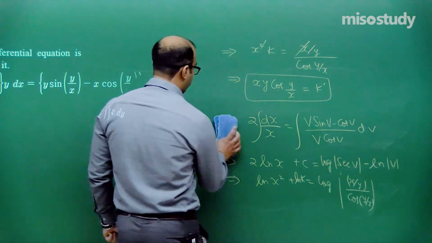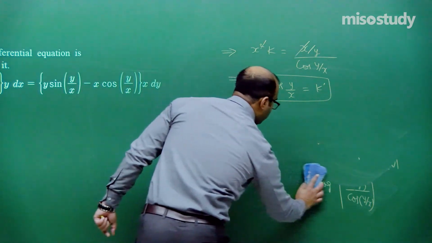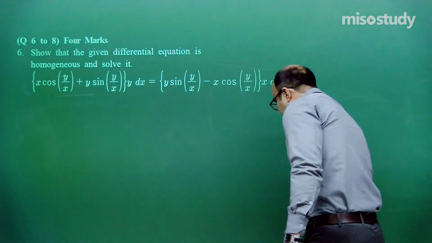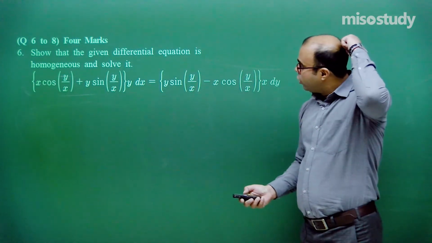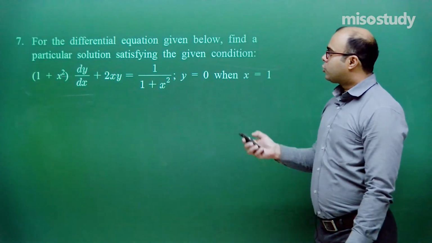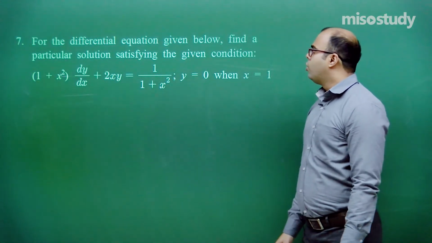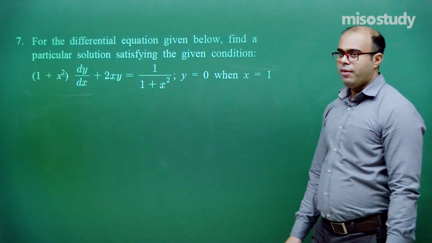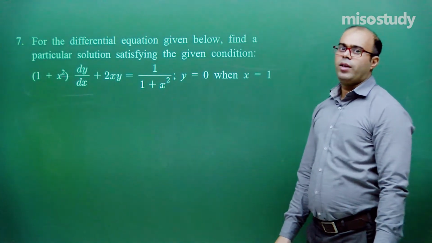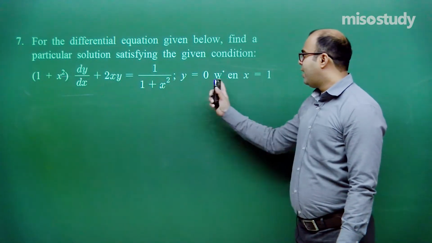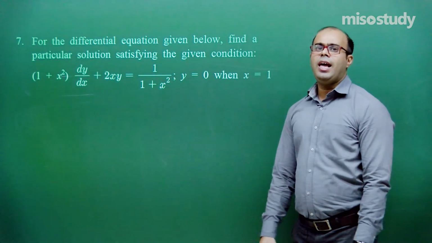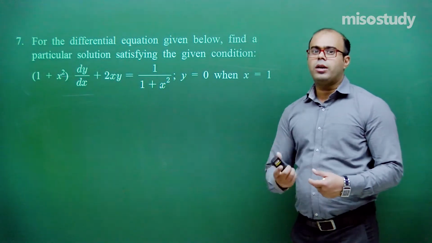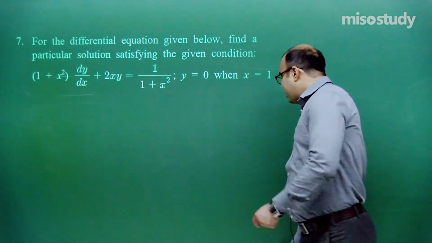Okay, students, right. So now let us move on to another question which is also of 4 marks, and now we are getting some difficult problems. So you have to know all the concepts, then only you can attempt it. Next question is, for the differential equation given below, find a particular solution satisfying the given condition: 1 plus x square dy by dx plus 2xy is equal to 1 by 1 plus x square, where the condition is given that when x is equal to 1, y is 0. This will help to find the constant of integration, and we will get a particular solution, a particular curve instead of a family of curves. So this we will use later on.